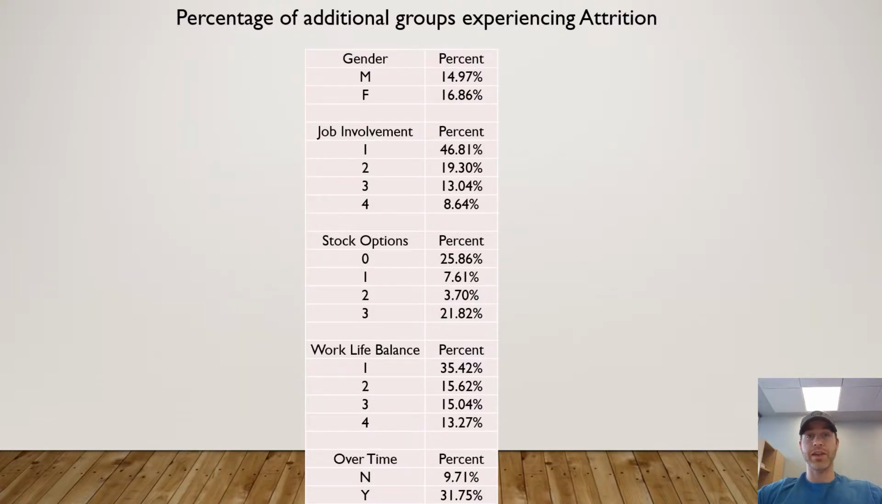Next, I built a simple table showing some additional groups and their percentages of attrition. Here, gender, male and female, actually have a fairly equal percentages of who's experiencing attrition. In job involvement, scaled 1 through 4, the lowest level of involvement shows the highest percentage at almost 47%. Next, in stock options, you actually see something interesting where the lowest level and the highest level of stock option levels show the highest percentages of attrition. Work-life balance, again, the lowest level shows a high percentage of 35%. And finally, overtime, those who are working an hourly overtime rate show a higher percentage of attrition at almost 31%.